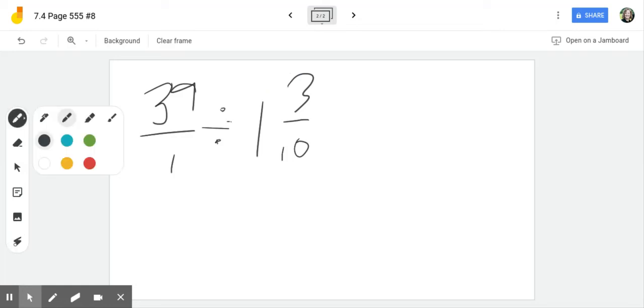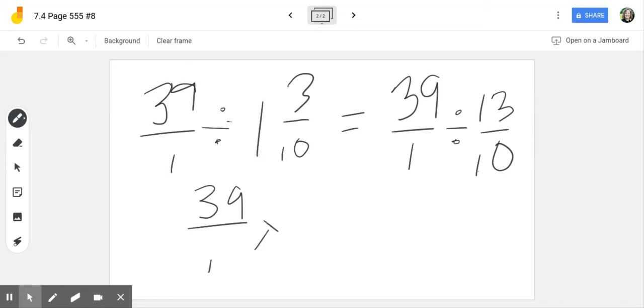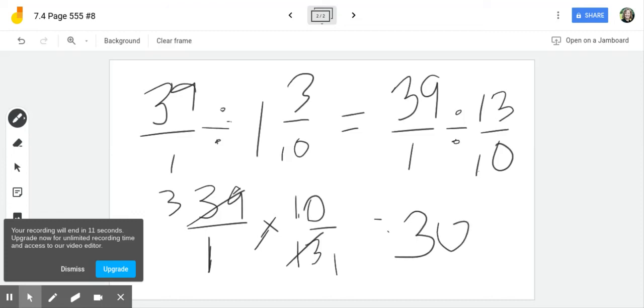So 39 over 1 divided by 13/10. We know division is simply multiplying by the reciprocal. This is keep, change, flip. So we change that to 39 over 1 times 10 over 13. We could do this quite simply. 13 divided by 13 is 1. 39 divided by 13 is 3. 3 times 10 is 30. So either way you approach this problem, you're going to get 30. And I hope this helped a lot.